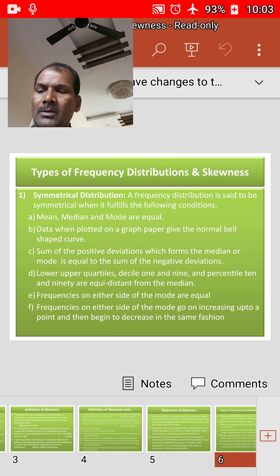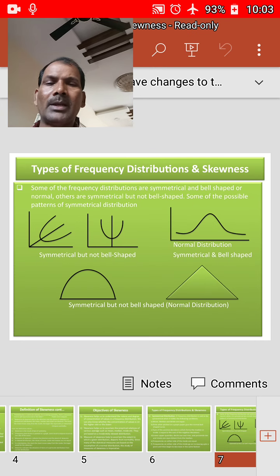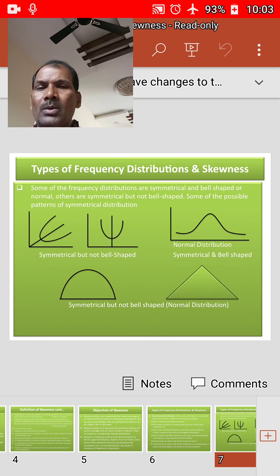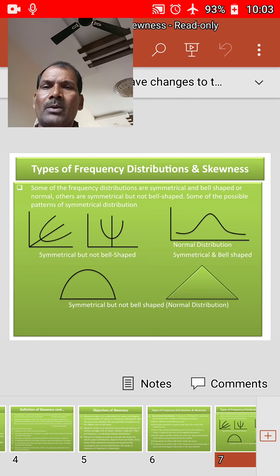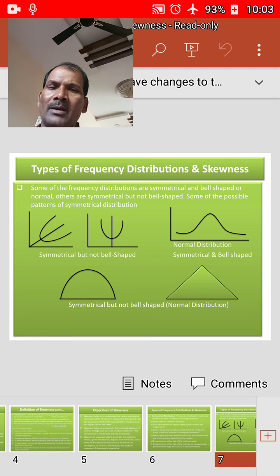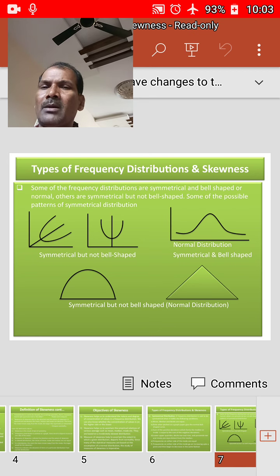We will see some possible patterns of symmetrical distributions here. If you look at the PPT, the first two are like a fork with another leg in the middle. These two are symmetrical but not bell-shaped or normal distribution. The third one is the normal distribution, but these two are symmetrical and not bell-shaped curves.